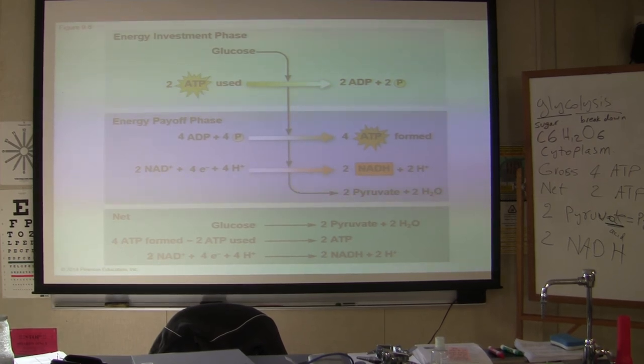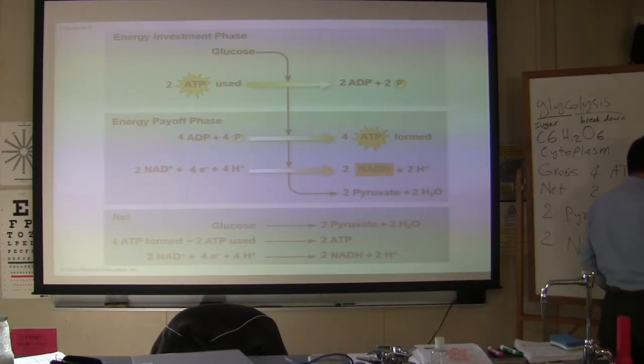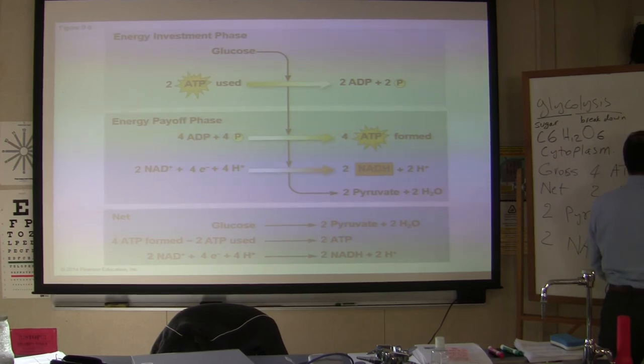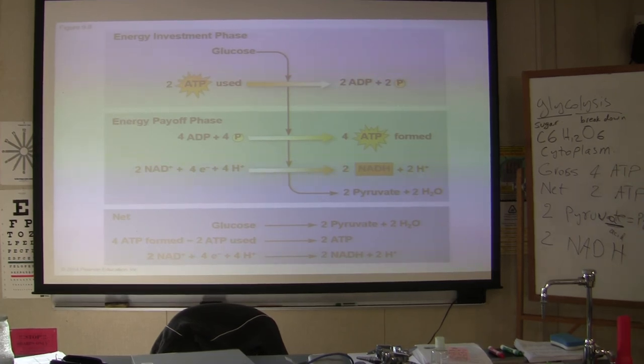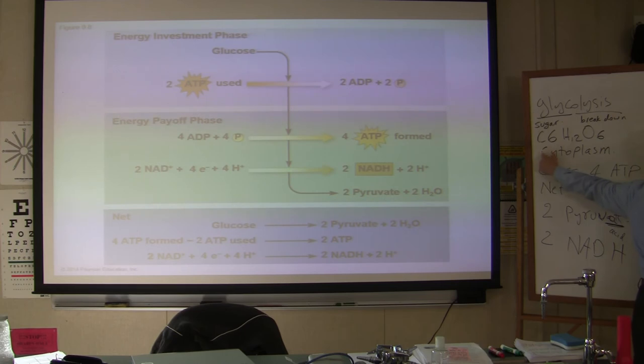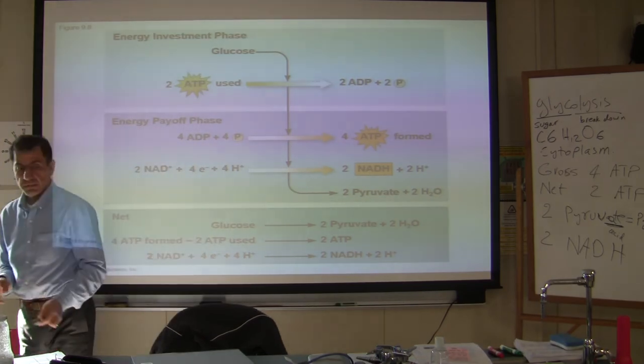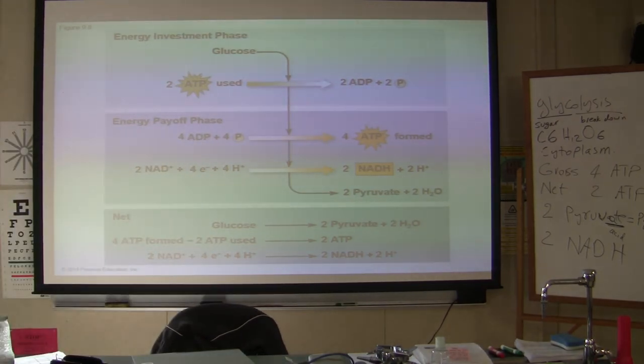How many carbons does each pyruvate have? Anybody study? 3. Pyruvate has 3 carbons. How many carbons does glucose have? 6. So each pyruvate has 3 carbons. None of your carbons were lost. Am I making some sense? Are you ready for step by step? There are 10 steps in glycolysis. Alicia, are you ready? Let's go.